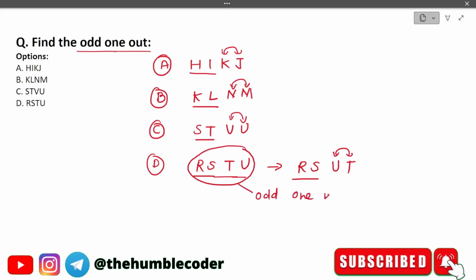Why so? Because the rest are all following a pattern, whereas this one is in the consecutive or continuous sequence. So that is why the correct answer will be RSTU, which is option number D. Hope you have got the answer. Let's now move on to the next question.